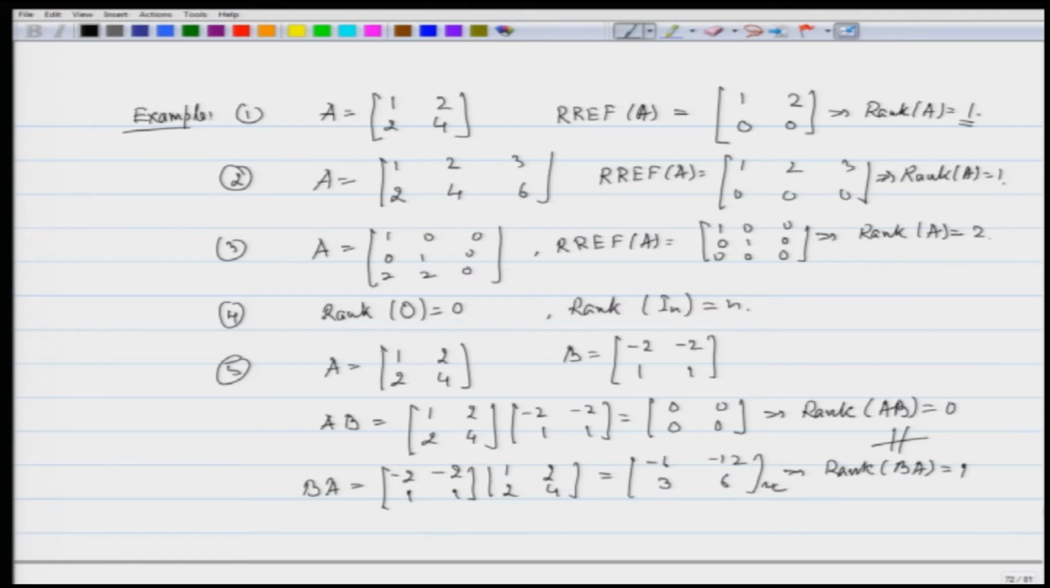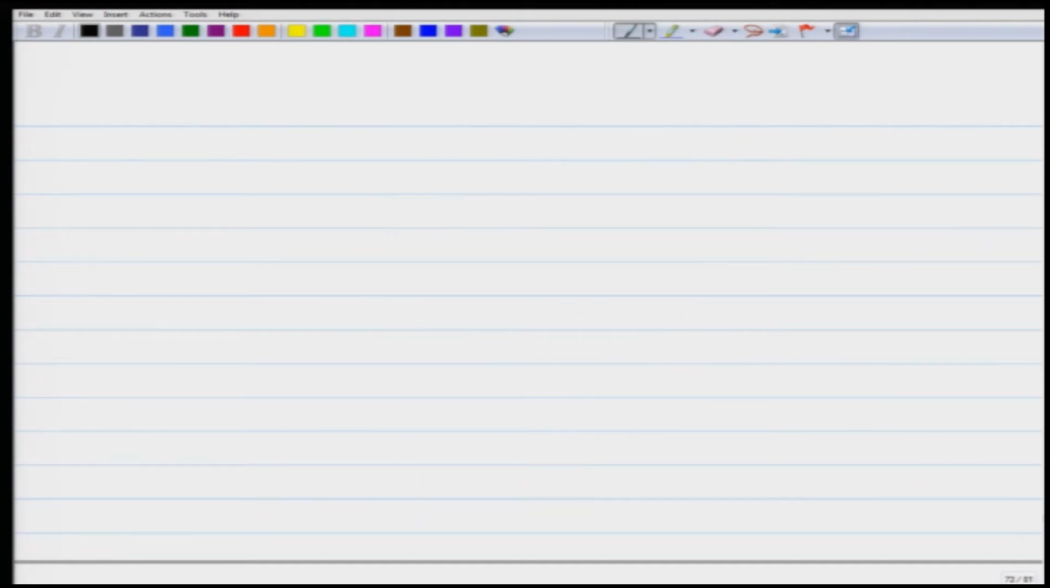So, let us now build up some theory again. I will just write the statements which you can see easily, fine. So, 1, if A and B are row equivalent, then rank of A is same as rank of B.